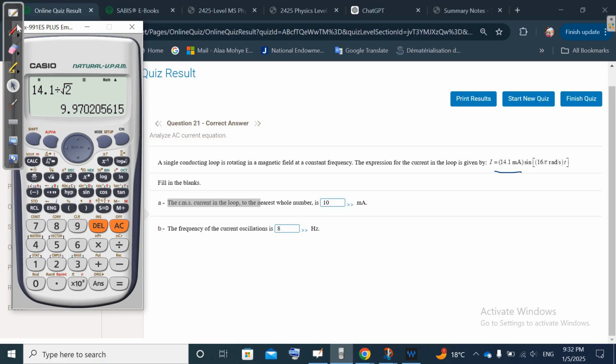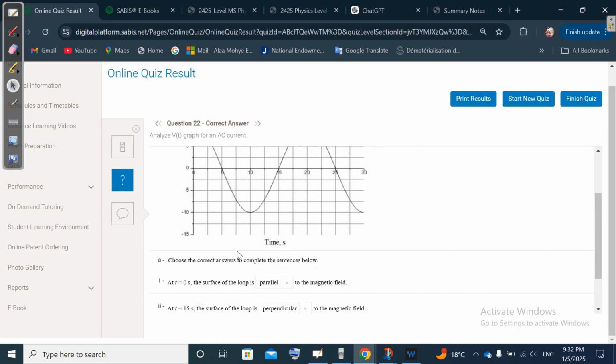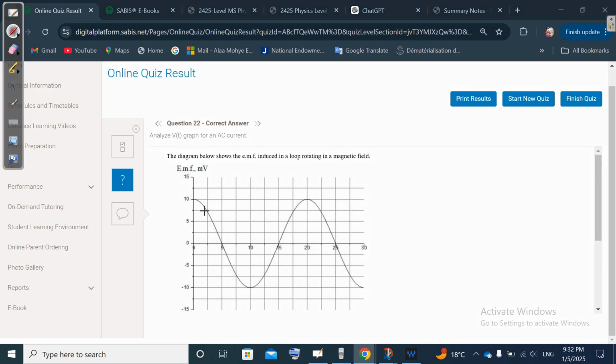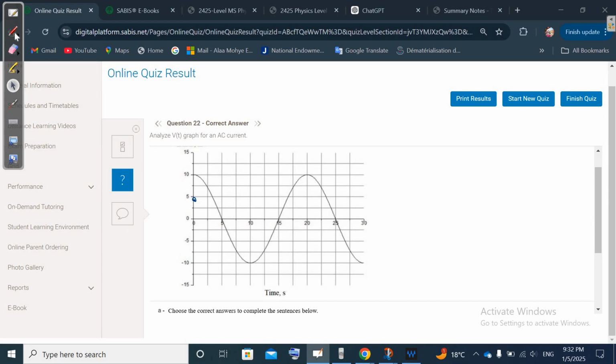The frequency of the current, so we know here we need to set whatever is here equal to 2 pi ft. So 16 pi t equals 2 pi ft. Cancel pi, cancel t. 2f equals 16, so f is 8 hertz. Moving on. At time equal to 0, the surface of the loop is parallel. Yes, because it's maximum. So at time equal to 0, it's a maximum. Perpendicular, yes, because it's 0, so it's a minimum.